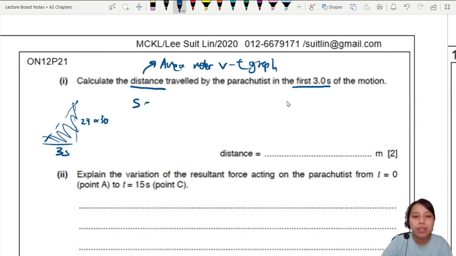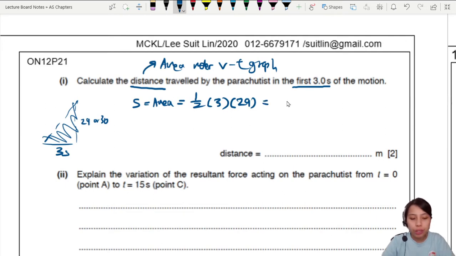So distance is area, which is half base times height. I think I should go with the 29. Okay, let's go with that. Let's go with 29. You can choose to go with 30, that's fine too. So your final value should be about 43.5 if you use 29. I could round it off to 44, somewhere there, if I wanted to.